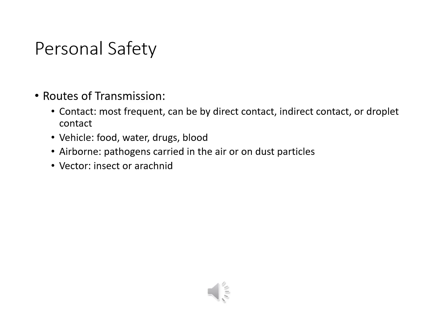Personal safety. Understanding routes of transmission is important for you in the microbiology lab, as well as if you are a patient, going to the floor, or a visitor. It's really just good to know. The routes of transmission generally are contact, vehicle, airborne, and vector.